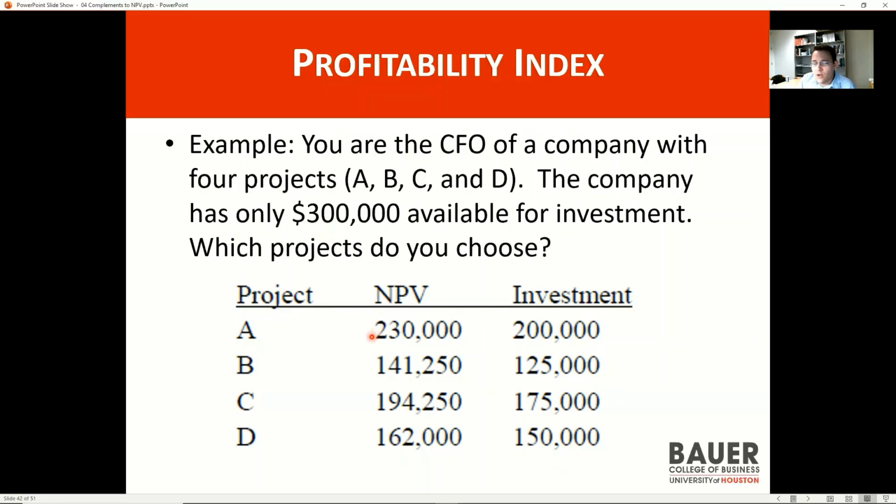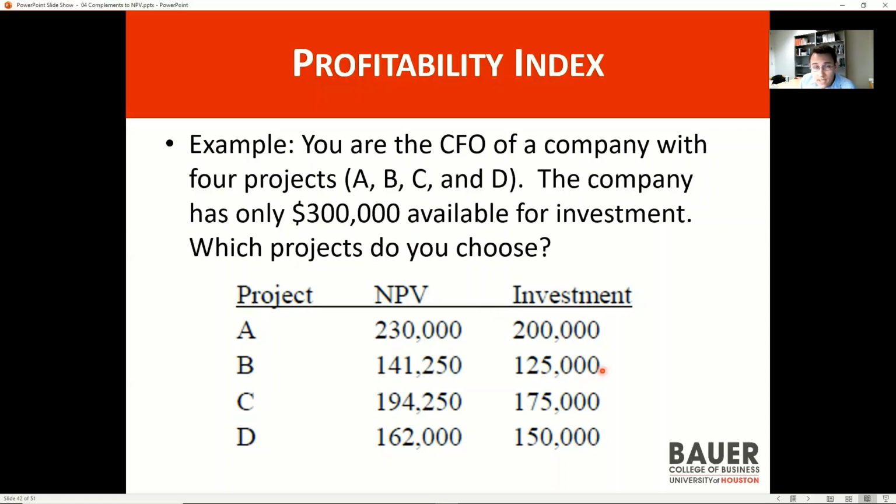Well, you'd want to look at all the different combinations of projects. What is feasible? Think of all the combinations of feasible projects, and then find the one that has the highest NPV. So if you take project A, you have to spend $200,000. You only have $300,000, so that's all you can do. You can't take any of these other projects if you take project A. So your NPV would be 230, and that's it.